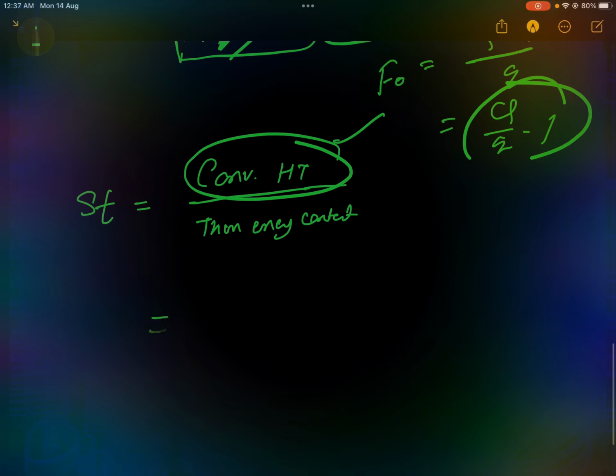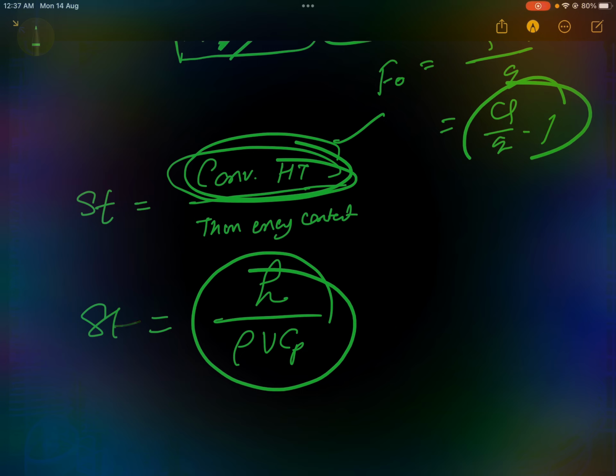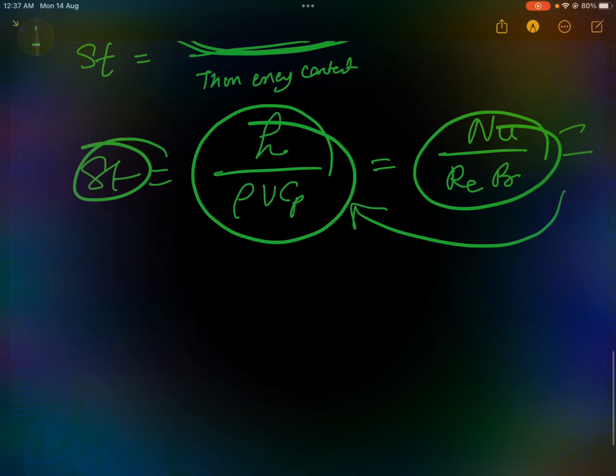Fine. So it can be shown like this. The convection heat transfer coefficient is denoted by h, and the thermal energy content can be shown by rho v Cp. So this is the formula for the Stanton number. It can also be written as Nusselt number upon Reynolds number into Prandtl number. If we put everything in, we get h upon rho v Cp. That is the Stanton number.